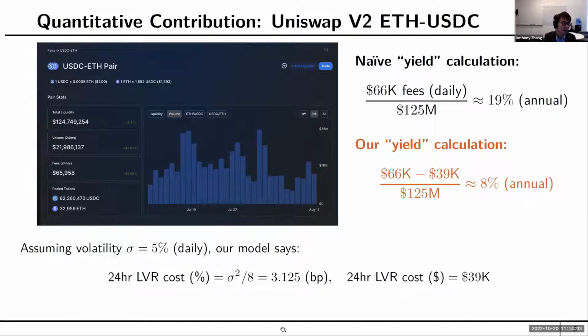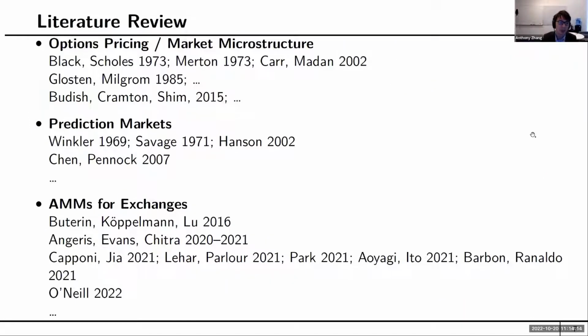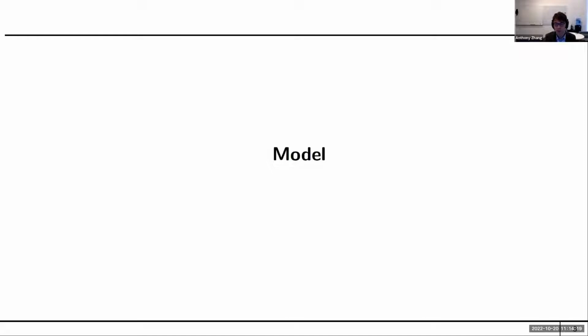So the benefit of our theory is we can also plug this in and calculate the returns on these things. We're going to do an exercise which is more detailed than this and actually look at how profitable LPing for an AMM is. So that's what we want to do. I'm going to skip the literature review for reasons of time and jump into our model.